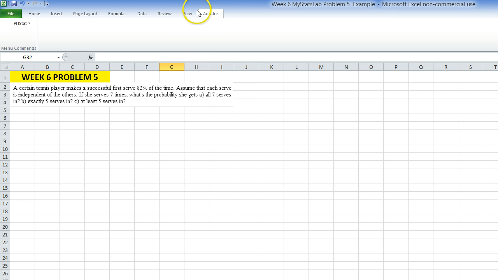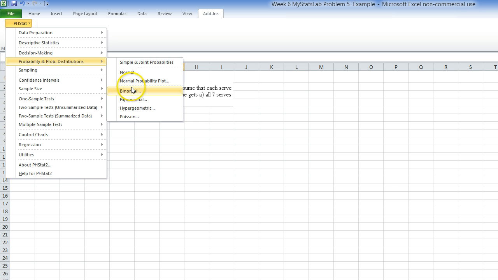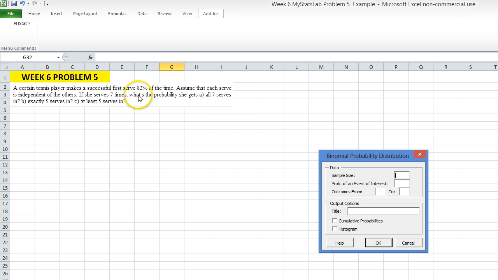PHStat2, which I have here, under add-ins and PHStat, and there's a video that shows you how to load that. We are doing a binomial distribution. This problem is pretty similar to number 2. So if you haven't looked at the video for number 2, you want to take a look at it. It goes beyond the solution for that problem and has some principles.